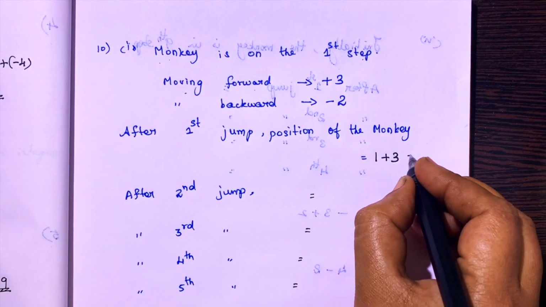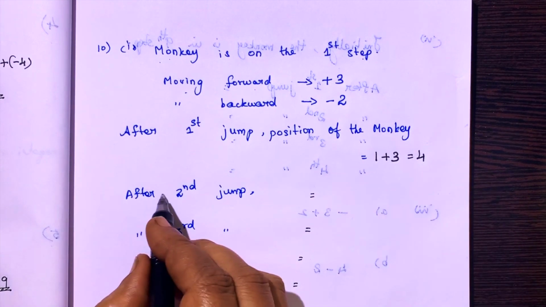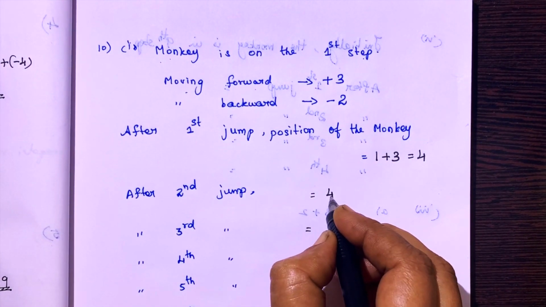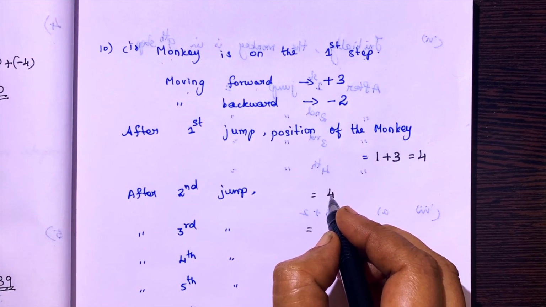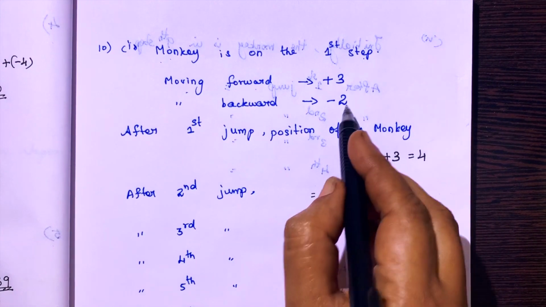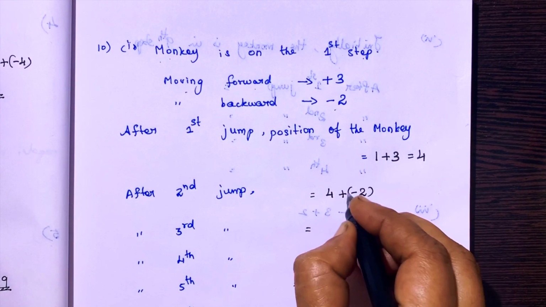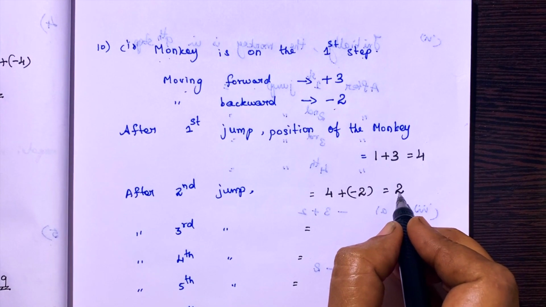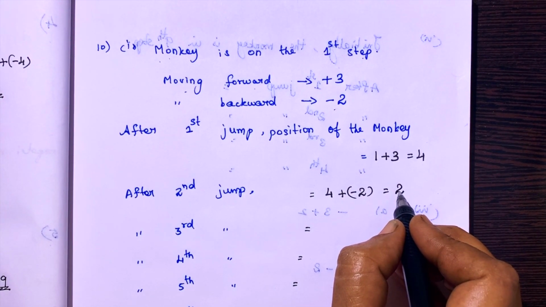So, 1 + 3 is equal to 4. Fourth step it will be. After the second jump, from the fourth step you have to start. From the fourth step, it is moving backward. Backward means minus 2. So 4 plus minus 2 is equal to 2. So as I told you in the number line, it is again on step 2.